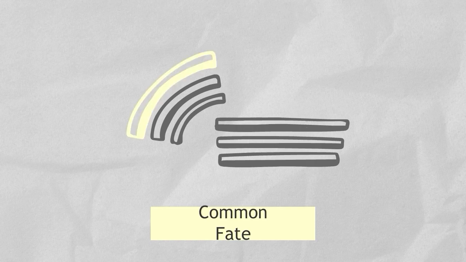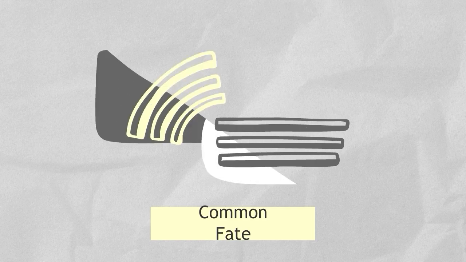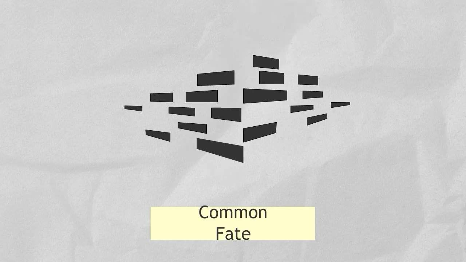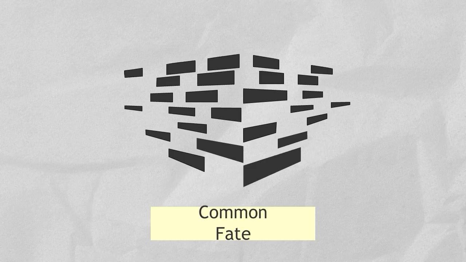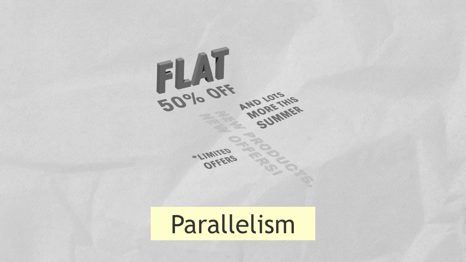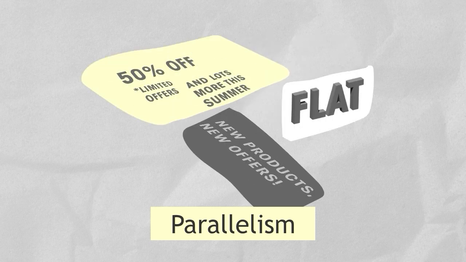Common fate. The common fate principle states that objects appearing to move in the same direction can be grouped together as one entity. A common example of this would be the sighting of a flock of birds flying together. This can also be applied to other visuals we might see on a daily basis. Parallelism. Parallelism works on a similar basis. Objects parallel to each other are grouped as one.